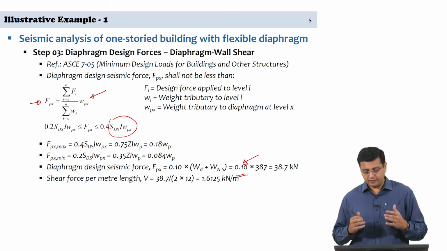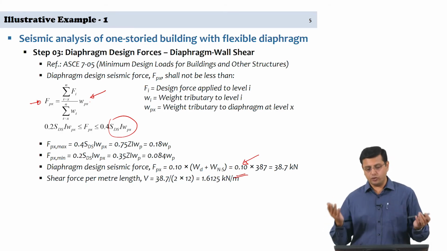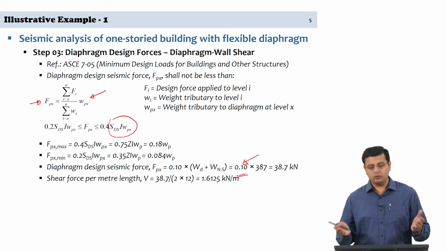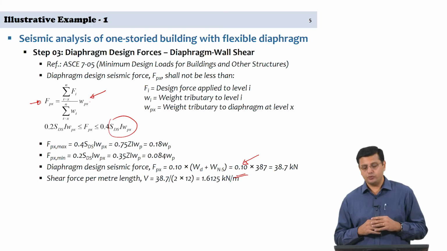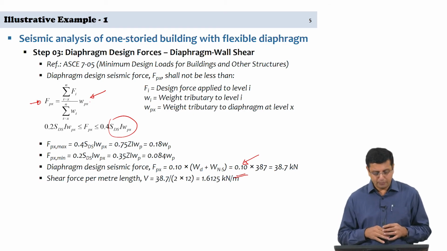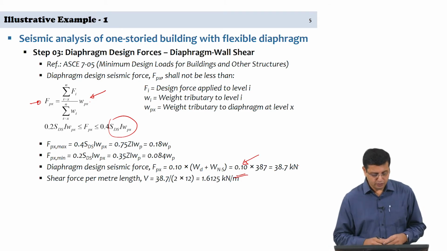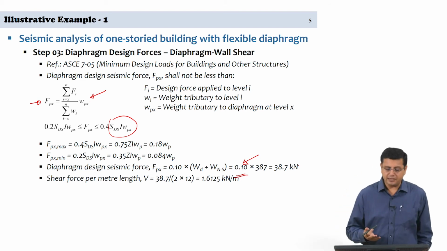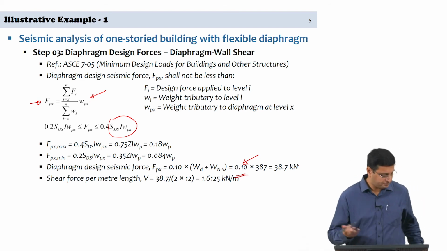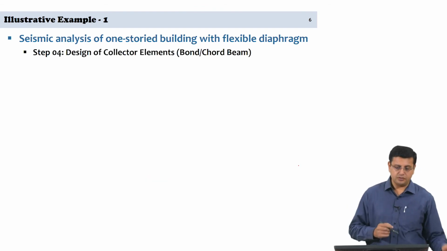Now 38.7 kilonewtons is the diaphragm shear force, which then is going to be transferred to the two shear walls, the in-plane walls, which are of length 12 meters, and therefore the shear force per meter length, we have two walls, is 38.7 kilonewtons divided by 2 into 12 meters, which is the length, and therefore we are looking at a shear force per meter length of about 1.16 kilonewton per meter. Okay, so that is the shear force.